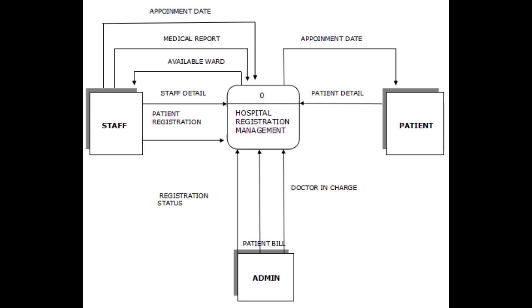After that, admin will state the patient bill into the system and the doctor in charge will be shown in the system by admin. The system will provide the available ward to the staff. Next, staff will send the medical report of the patient into the system. Based on the medical report, staff will give the appointment date into the system and the system will print out the appointment date to the patient.